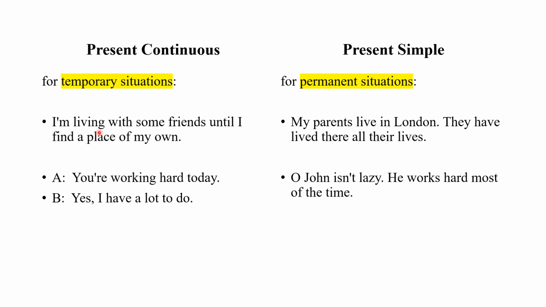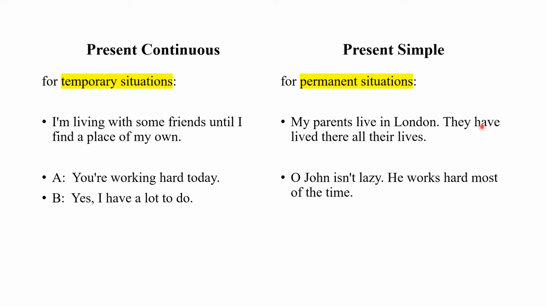Secondly, the present continuous tense can be used for temporary situations or situations which are for a shorter period of time. For example, I'm living with some friends until I find a place of my own. Or, you're working hard today. B, yes, I have a lot to do.